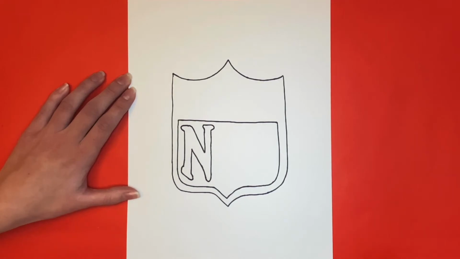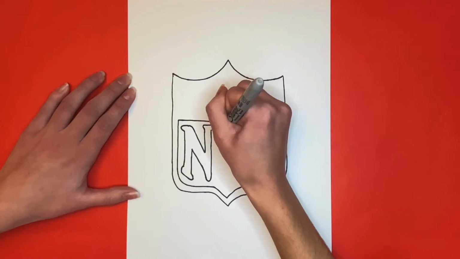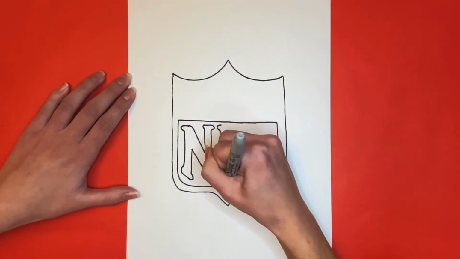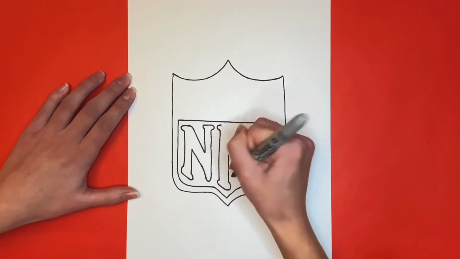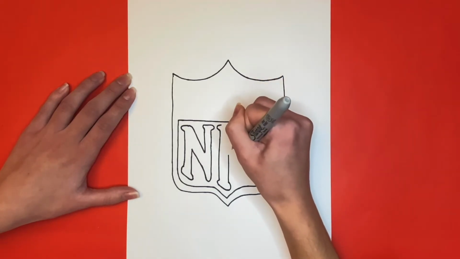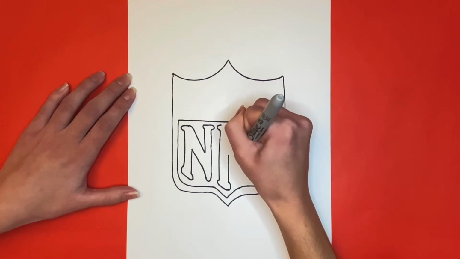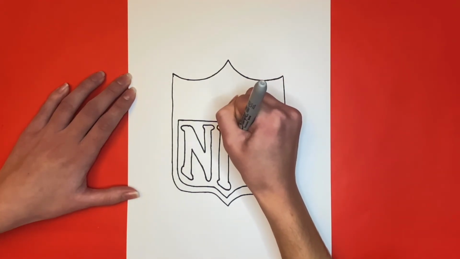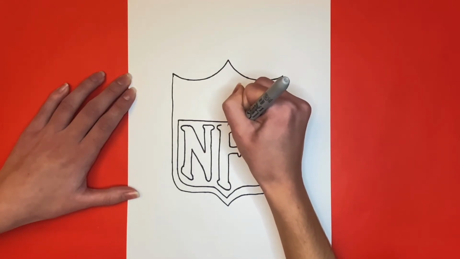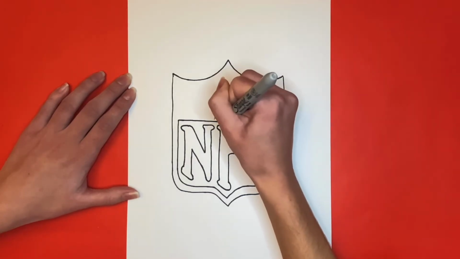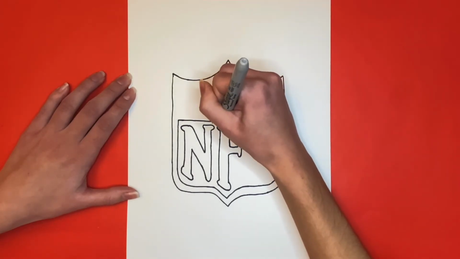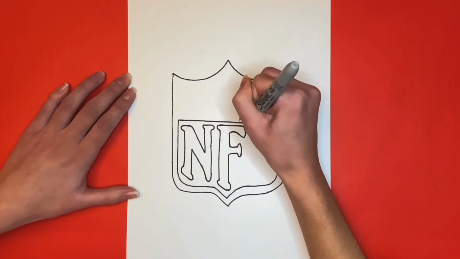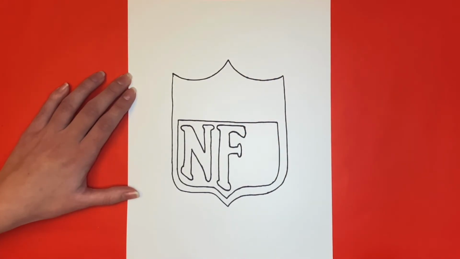Looks awesome! Now we're going to draw the F in the middle. Looks great! Learn How to Draw Hub Crew. Now we're going to draw the L.